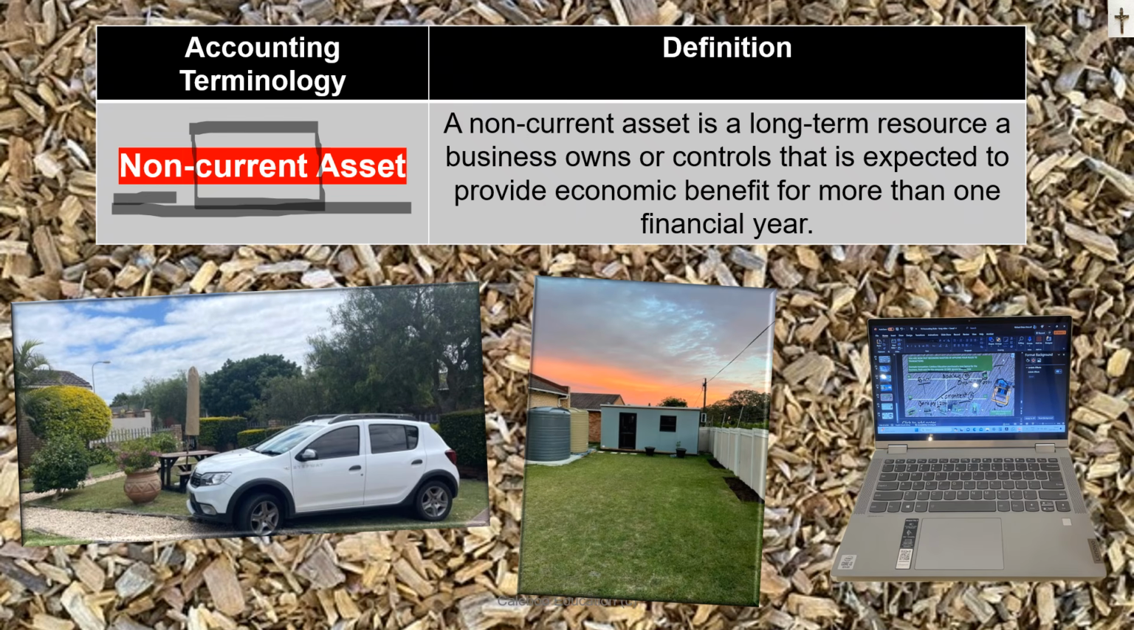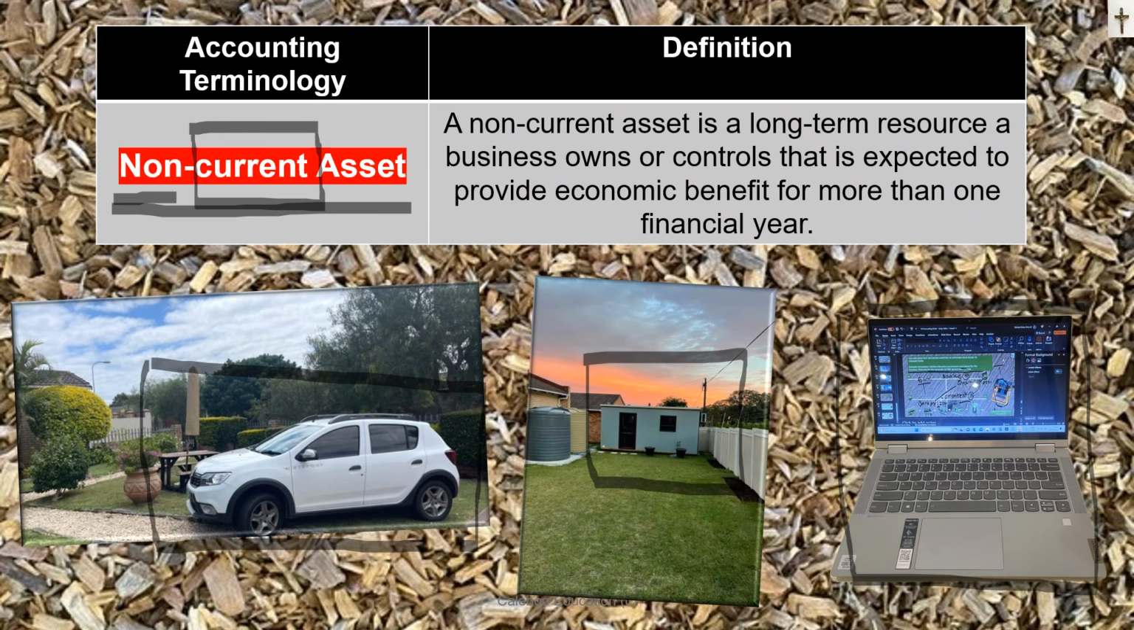Now, non-current assets are assets that you will have for longer than the current period. For example, a vehicle you will have for quite a few years. A building you will have for quite a few years. Equipment you will have for quite a few years. These are not current, they are non-current assets. So a non-current asset is a long-term resource a business owns or controls that is expected to provide economic benefit, profit, for more than one financial year.